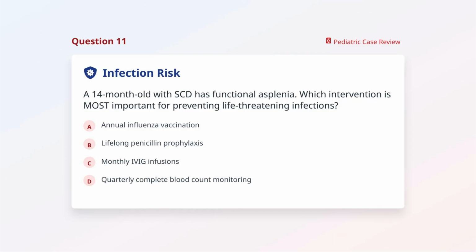A 14-month-old with sickle cell disease has functional asplenia. Which intervention is most important for preventing life-threatening infections? Option A, annual influenza vaccination. Option B, lifelong penicillin prophylaxis. Option C, monthly intravenous immunoglobulin infusions. Option D, quarterly complete blood count monitoring. Consider the most effective preventive strategy for overwhelming infection due to encapsulated organisms in children with sickle cell disease who have developed functional asplenia.